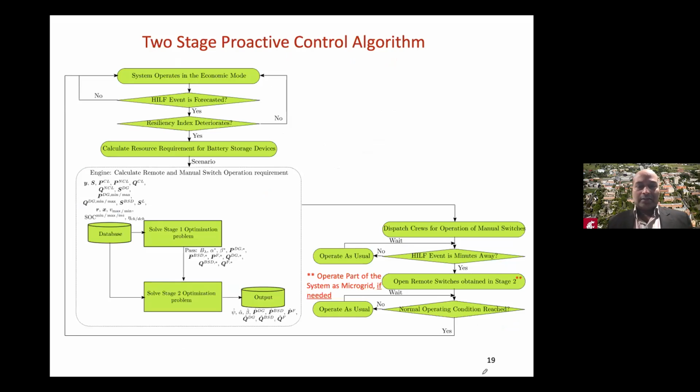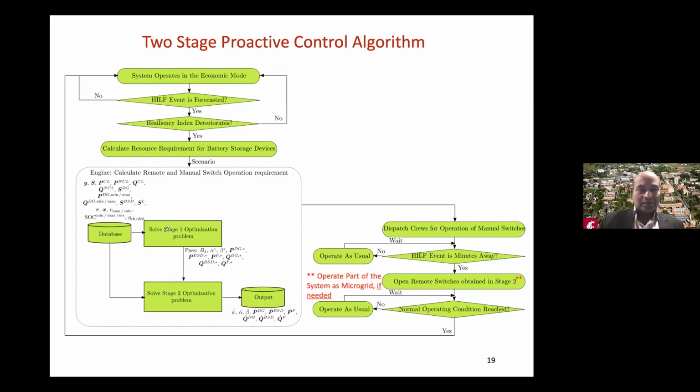So here, in terms of different actions, we are operating in normal mode, which we call economic mode, not a resilient mode, because it's kind of conflicting if you look at the economic mode and resilient mode, because some of the resources you will dispatch in a different way in economic mode compared to resilient mode. If we know that there is an event forecasted and it's going to impact, then we need to find out the resiliency metric, and based on that we need to find out how much resource requirement there is for battery or from other resources. And then we solve the stage 1 optimization problem, which means finding proactive switching in the network using manual switches.